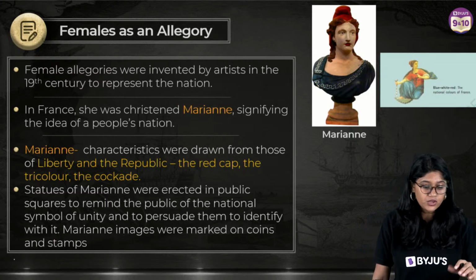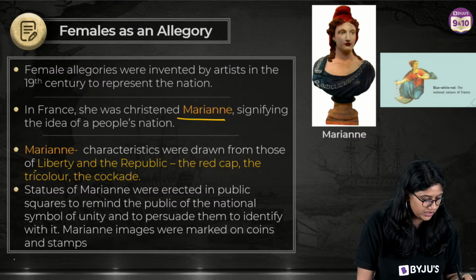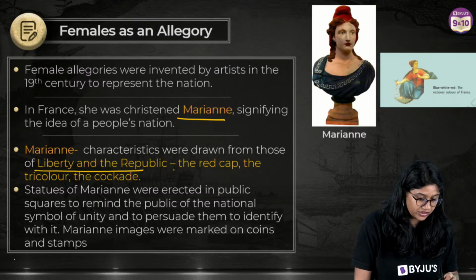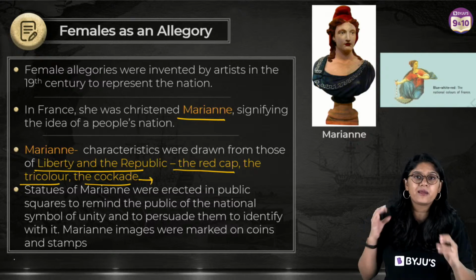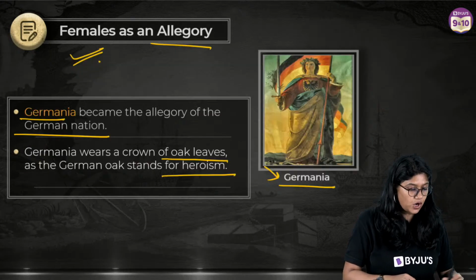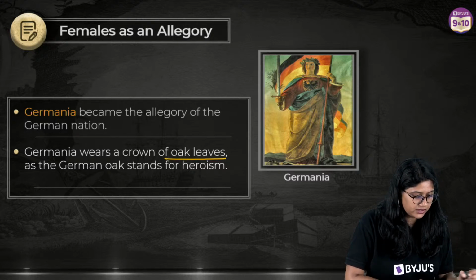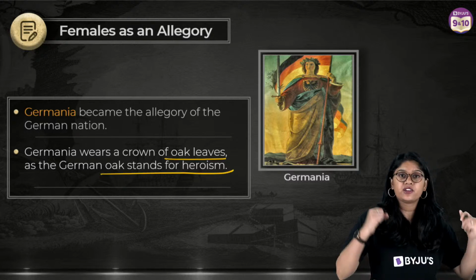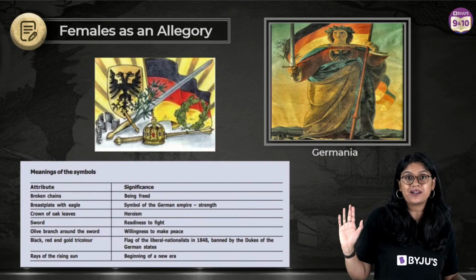Okay. So this is super important. What are the symbols that we have over here? We have the liberty and republic. We have the red cap, the tricolor, and the bow that we are talking about, a ribbon knot kind of thing. Then of course we talked about Germania, right? She wears an oak leaves crown, which represents heroism. Very important. Then of course we have these images from our textbook.